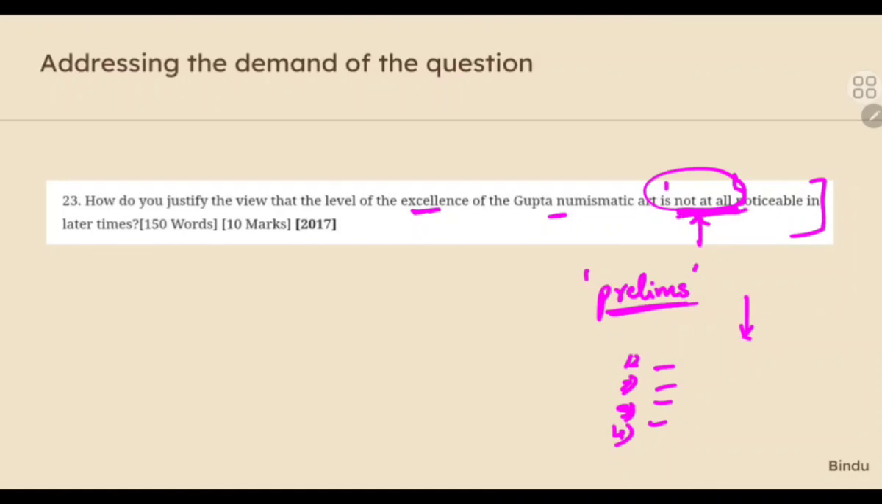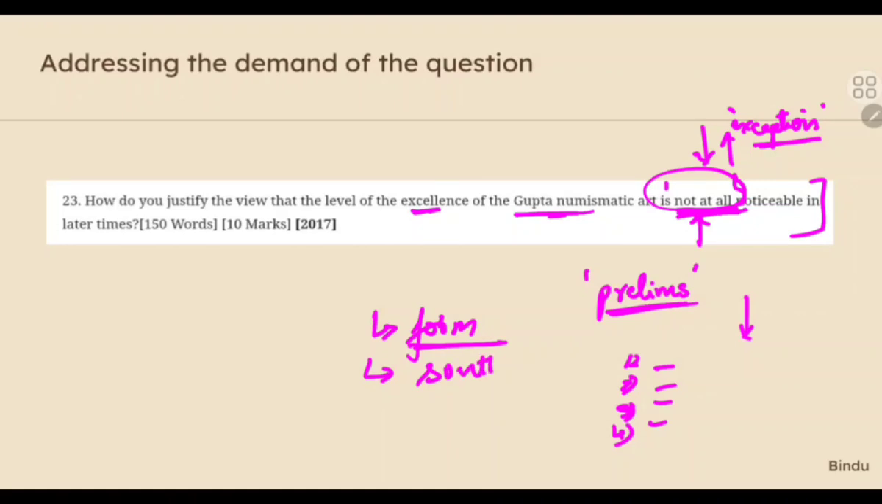Here the examiner is asking differently. Is it not at all noticeable in later times? He is asking us the question. This is the exception. You have to write: is it not at all noticeable? No, it was noticeable. It actually changed its form, with regional variations and regional revival. Though it was not present in the north, it changed and had a changed variation in the southern kingdoms.